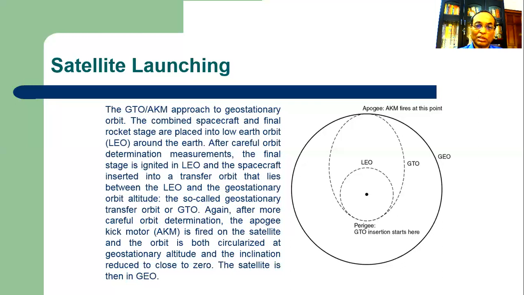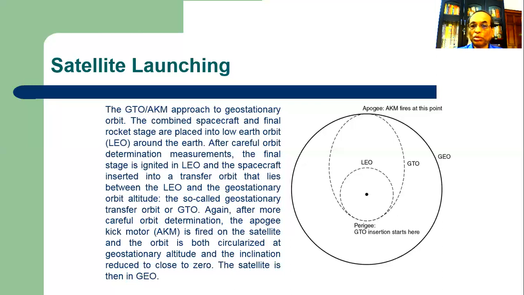So this AKM, apogee kick motor, provides that kick that is fired on the satellite, and the orbit becomes circular, because the geostationary Earth orbit is circular, and the inclination is also reduced to close to 0, because geostationary satellites circulate in the equatorial plane. The satellite is then a GEO satellite.